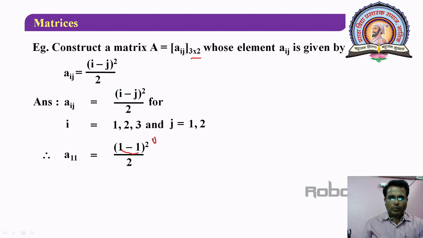So 0 square is 0. Therefore, we will get 0 by 2, that is 0. Similarly, A12 is (1 minus 2) bracket square. So (1 minus 2) bracket square means (minus 1) square, and we know that (minus 1) square is 1. So therefore, 1 by 2 is the answer. In this way you will get the 1/2 element.